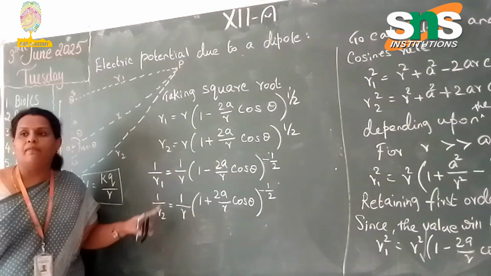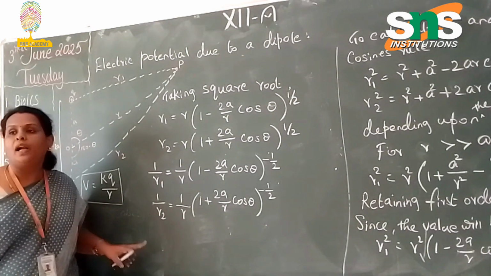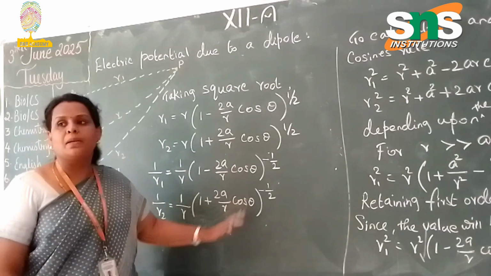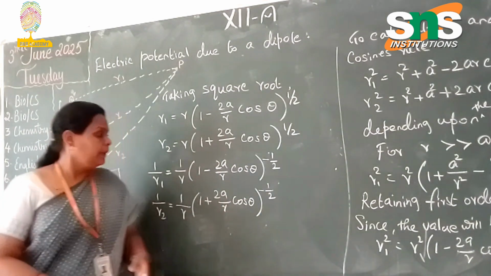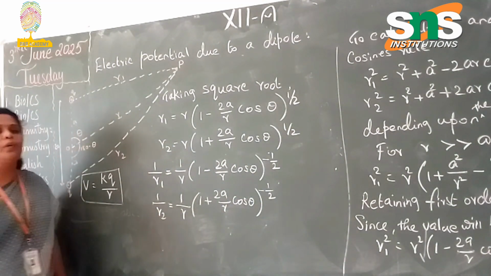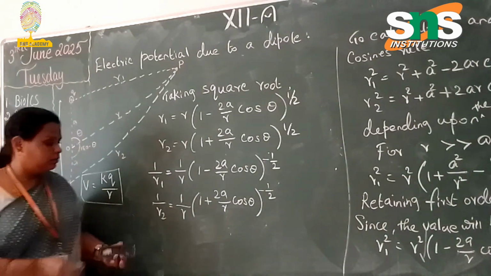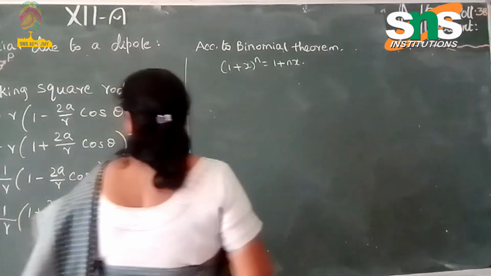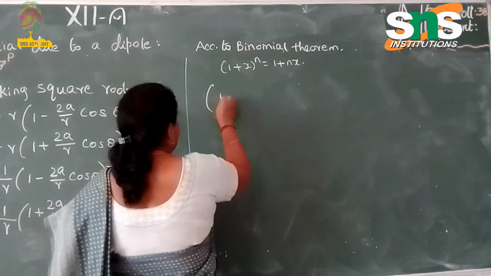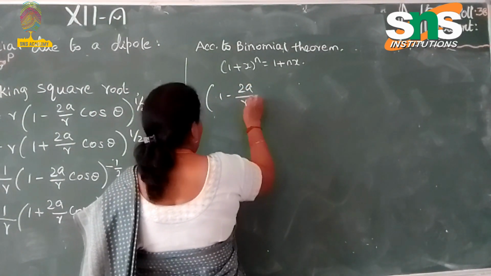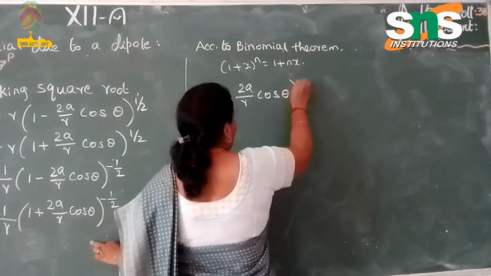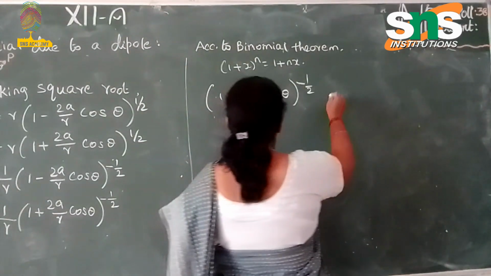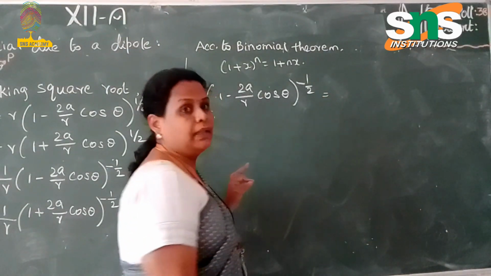Now we have arrived at our 1 by r1 and 1 by r2. The only thing we have to do is simplify these. So now we only have to apply the binomial theorem. By using the binomial theorem, I am going to simplify (1 minus 2a by r cos theta) power minus 1 by 2. So Ashwin, can you say what will be the answer if I apply the binomial theorem?